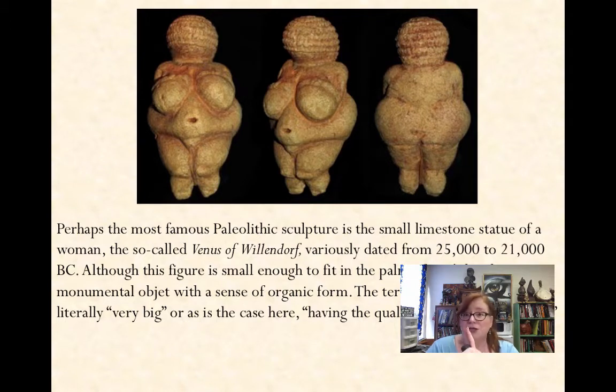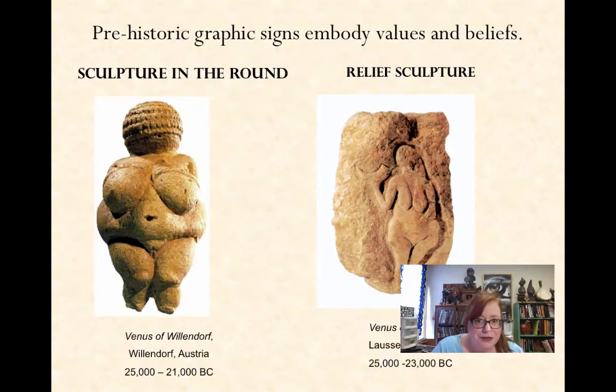So although it's an object small enough to fit in the palm of your hand, the way it's carved is monumental, which means it looks very big. So it can be a literal meaning of very big, or having the quality of appearing very big. So why? Why these large ladies? Prehistoric graphic signs embody beliefs and values. So what were they believing in?